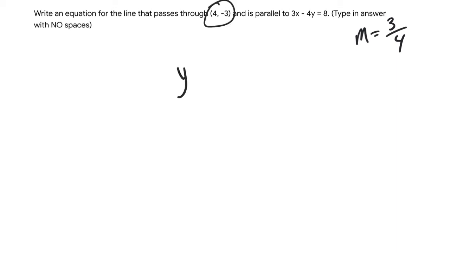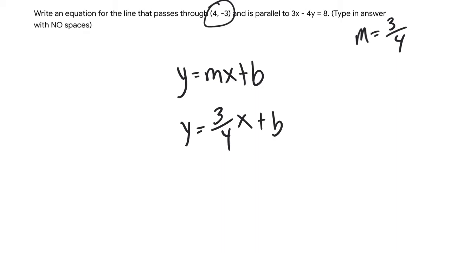So if we have y equals mx plus b form, we are given that 3/4 is our slope, but we don't know what the b value is. To find the b value, all we have to do is look at our point, plug in the x value for the x and the y value for the y, then we can solve for b and figure out where to go from there and what our actual slope-intercept form of the equation would be.